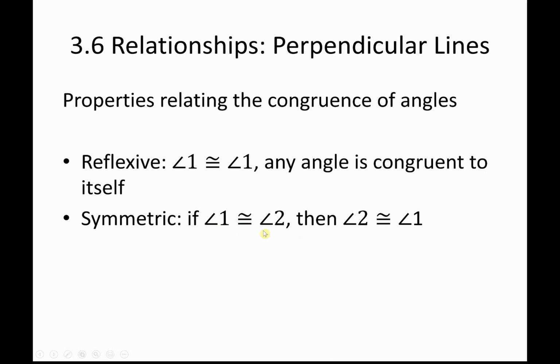If angle 1 is congruent to angle 2, that means that angle 1 and angle 2 have the same measure. So you could certainly reverse the statement and contest that angle 2 is congruent to angle 1. It doesn't matter in which order you are presenting the congruency, it's still going to be true. And that is how we get to conclude that the congruence of angles relation is indeed symmetric.